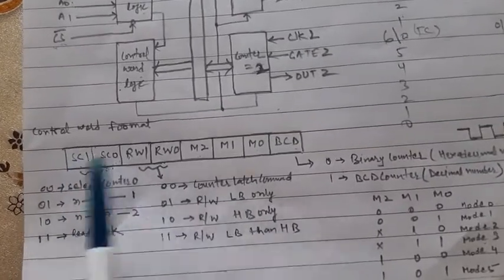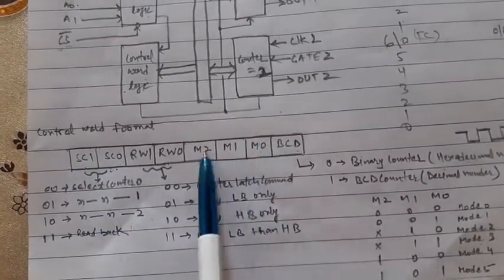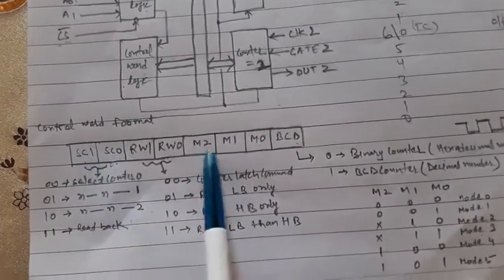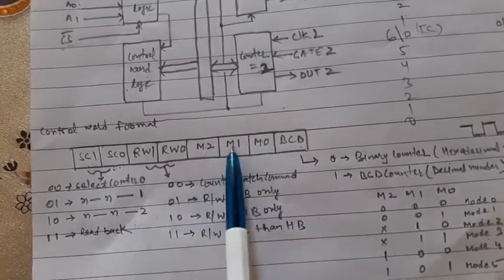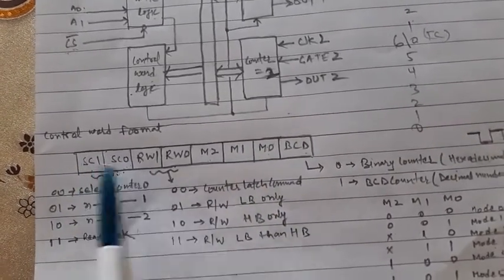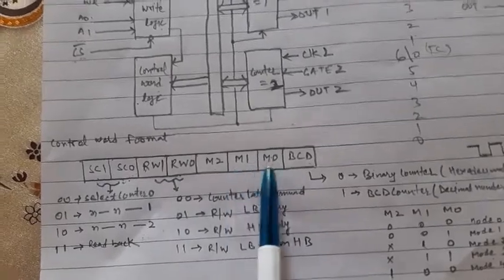Suppose I give 0 0 here and 1 0 1 here. What does it mean? 1 0 1 means mode 5 and 0 0 means counter 0, so counter 0 will work in mode 5. I hope this is clear to you.